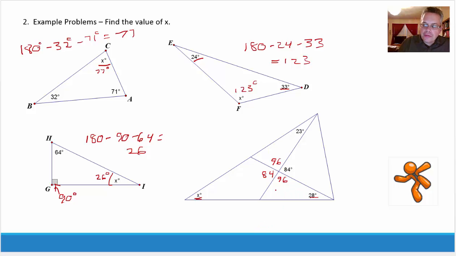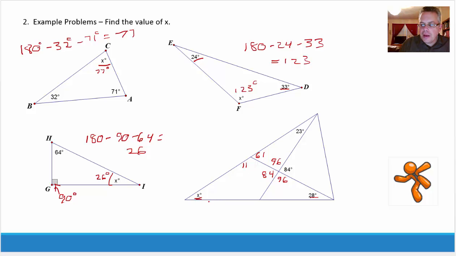Okay, so I got three angles, and now that I start looking, I see I can get some more. This triangle up here, the angles have to add to 180, so if I do 180 minus 96 and minus 23, I get 61, so this must be 61. And now that I know that angle, that gives the one next to it, because they must add up to 180. So we get 119 for that one. This is 119 plus 61 is 180.